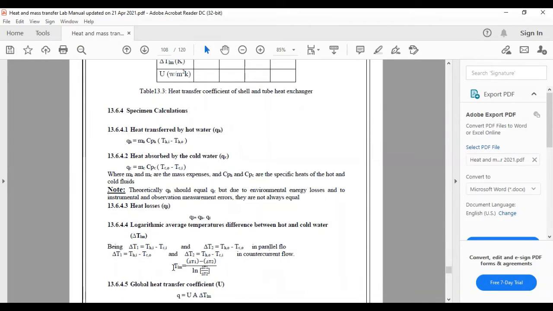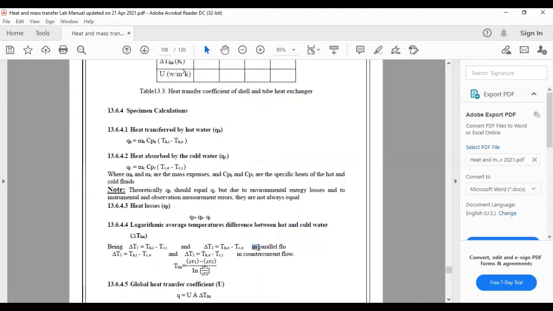Its formula is given here. This is delta TLM, which is equal to delta T1 minus delta T2 over the log of delta T1 and delta T2. Now from where will we get this delta T1 and delta T2? Delta T1 is THI minus TCI. THI is hot water inlet and TCI is cold water inlet. And delta T2 is THO, the hot water outlet, minus TCO, the cold water outlet.